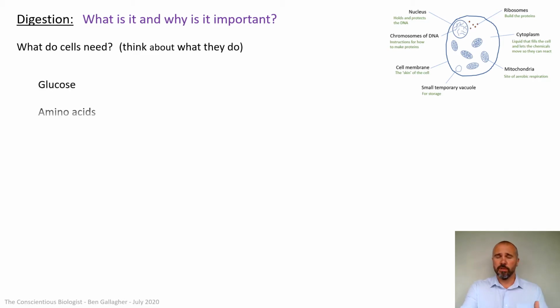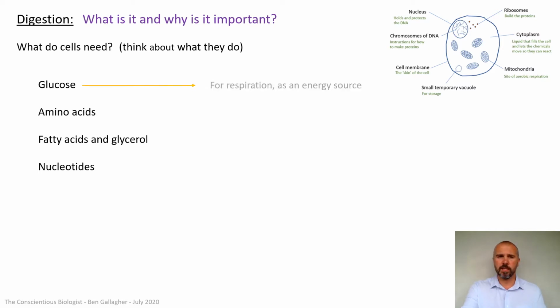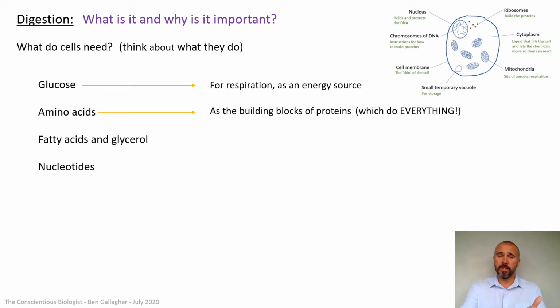So starting off with, we need glucose, we need amino acids, we need fatty acids and glycerol, and we need nucleotides. If we consider why though, because of what the cell does, glucose is needed for respiration because we react it with oxygen to get the energy back out of it. So glucose is an energy source for the cell. Amino acids, if you've watched the protein lessons, you would know that they're the building blocks of proteins, and proteins do everything. So we need to get a lot of amino acids to our cells.